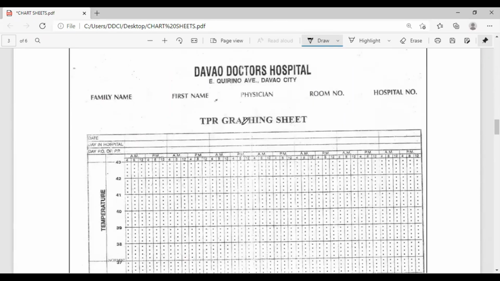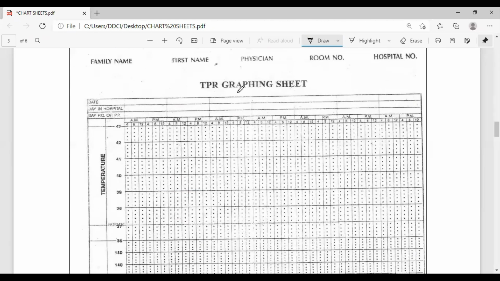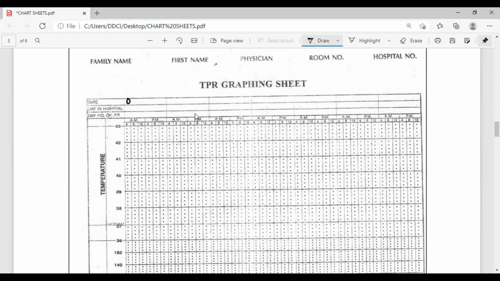So for the TPR sheet, we have here the temperature, pulse, and the respiratory rate. Okay, so make sure you have your headings. So use black or blue for the headings. So date, let's say 02/21/2021.